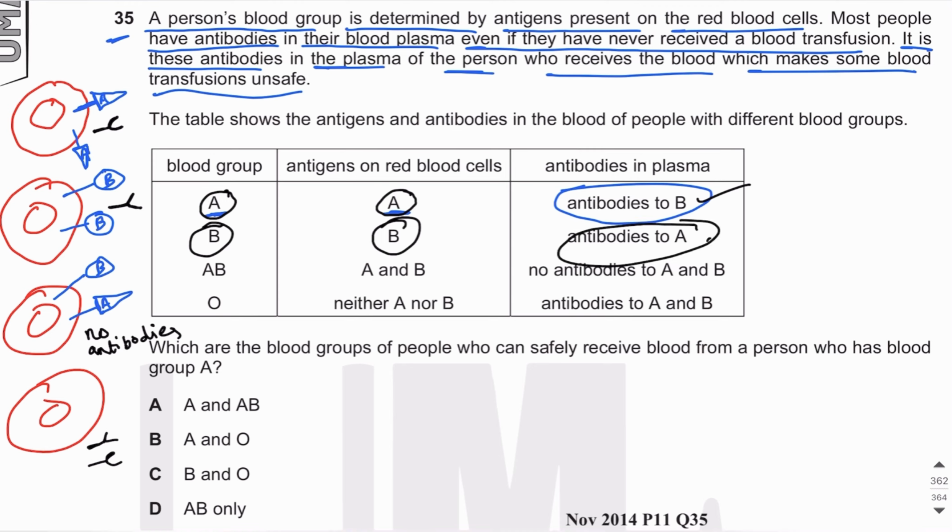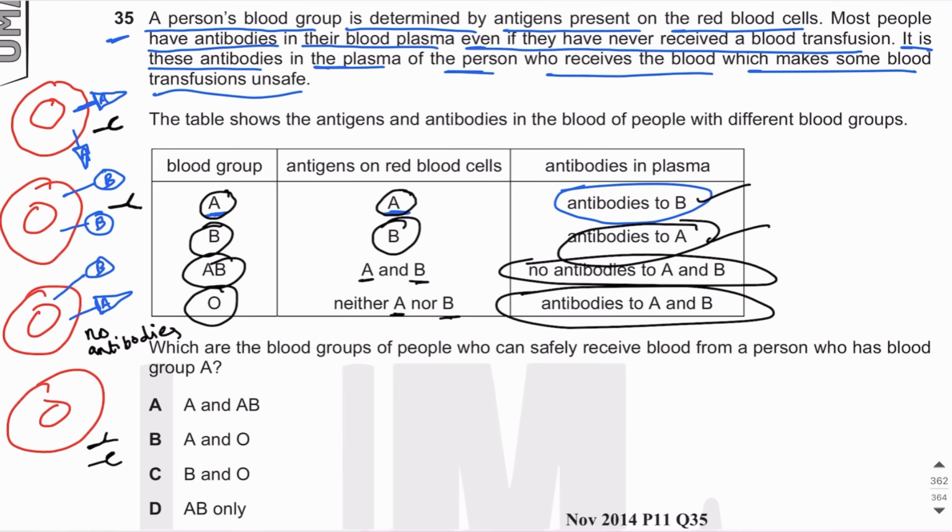there will be antibody against A. If a person has AB, both A and B are self antigens, right? No foreign antigens. So there will be no antibodies to A and B because both antigens are self. If we talk about blood group O, the person does not have A or B antigens. So both of the antigens are foreign. So this person will have antibodies against both A and B.